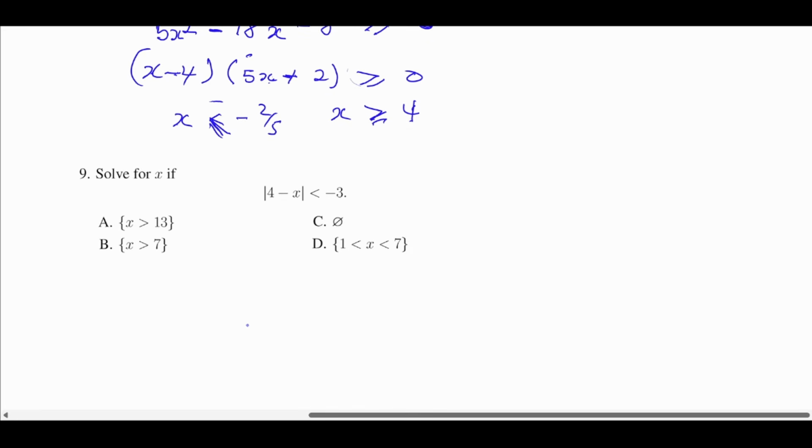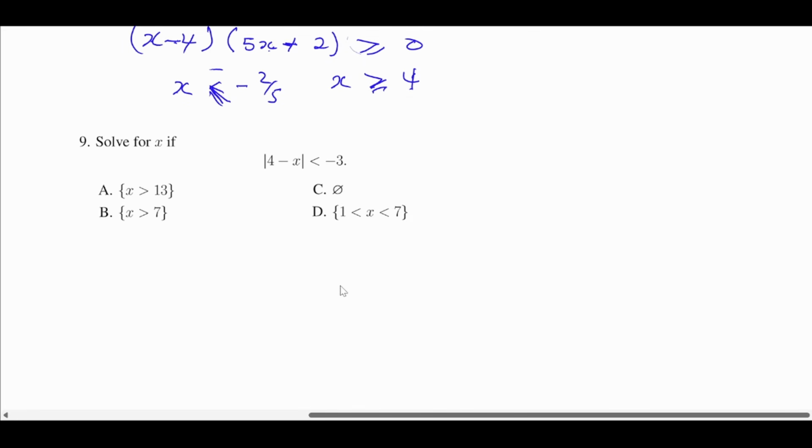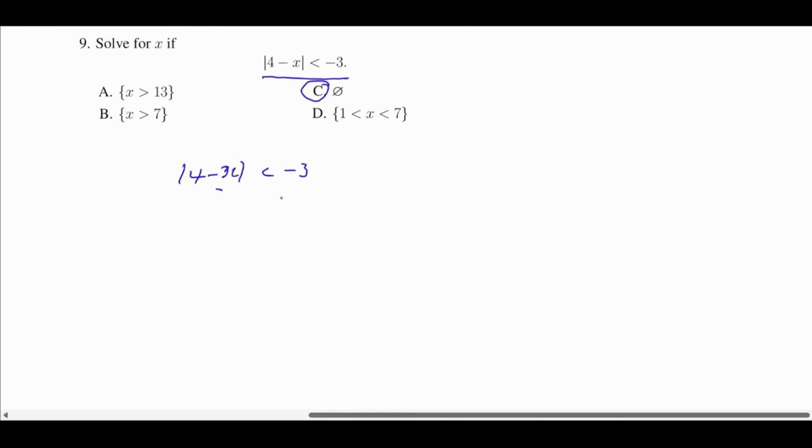Now, Question 9 says solve this inequality. So we still have an absolute function. As soon as we see this, where we have the absolute value of 4 minus x less than a negative number, we don't need to go further because the absolute value of a number can never be less than 0. Since it's less than negative 3, x has no values. And so we are saying that it is a null set. So that is all about that one.